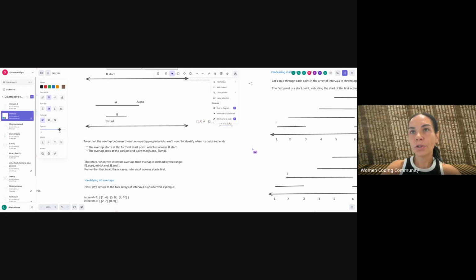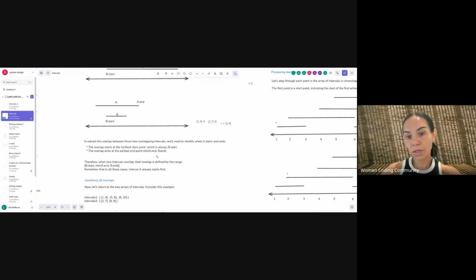We are not merging intervals. If we merged them, it would be 1 and 7. How will we find this intersection? Now we're just defining the formula which we want to apply once we find overlapping intervals. So we need to take, instead of A start, in this case, B start, because it intersects here, see?